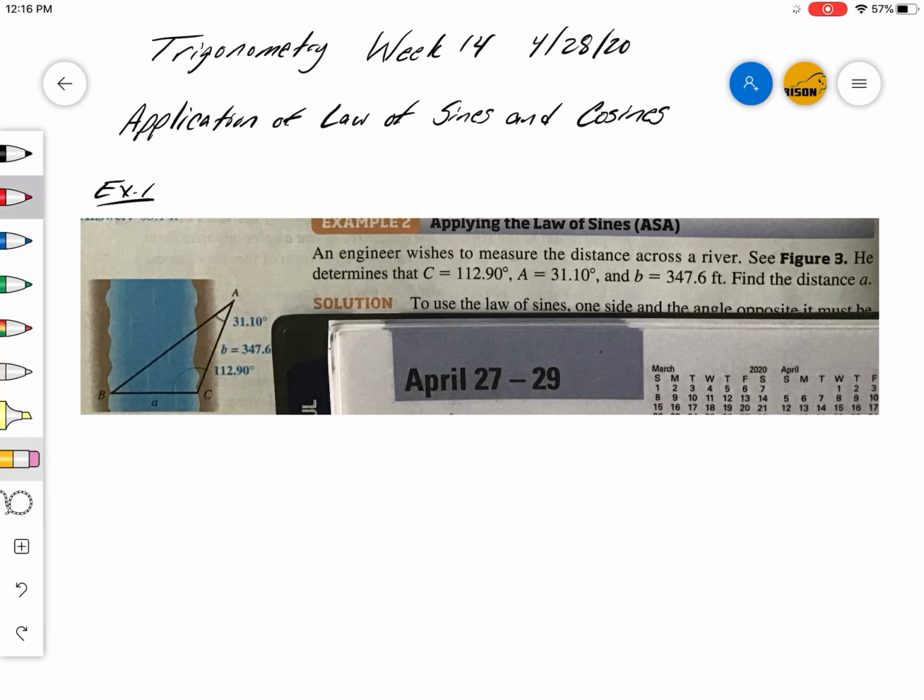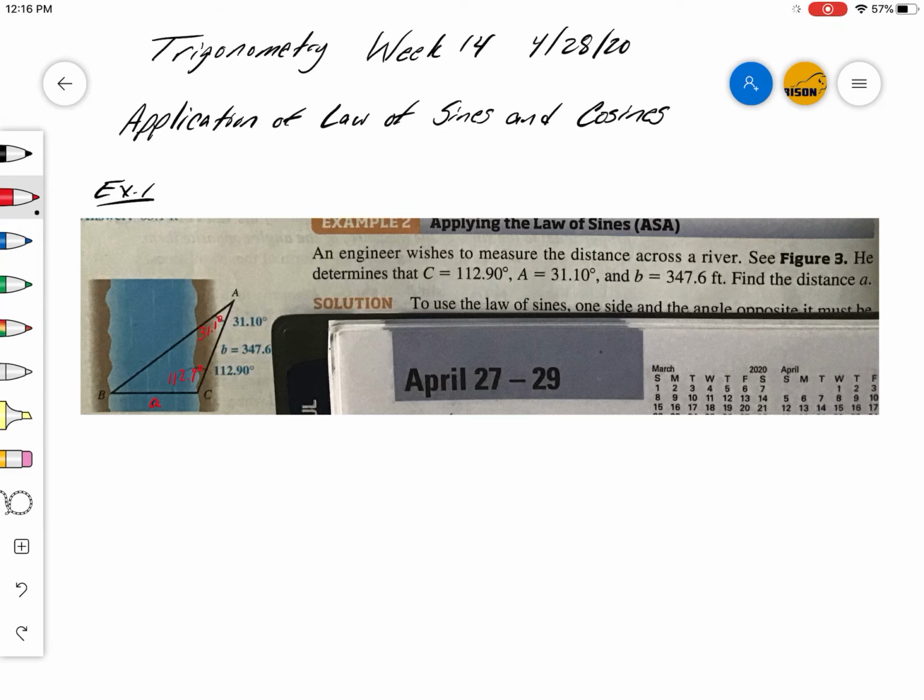I don't like that they put their angles on the outside of this picture, so I'm going to write them inside. 112.9 degrees would be there. 31.1 degrees would be there. Okay, so now let's talk about what we're looking for. We're definitely looking for side A, sorry. Okay, that's the one that we're shooting for.